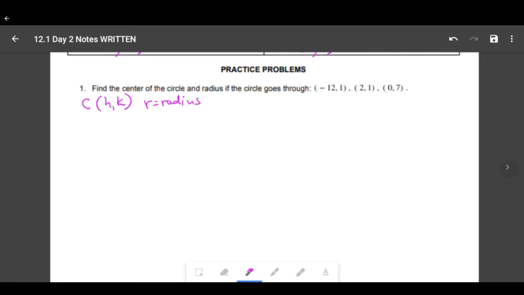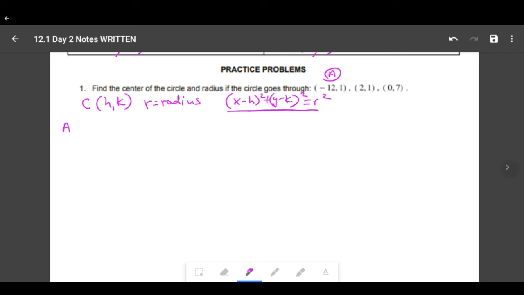Now, if I were to take this first point here, let's call it point A, and let's say I made an equation. You may need to write it down again: (x minus h) squared plus (y minus k) squared equals r squared. We're going to use that a lot in this problem.